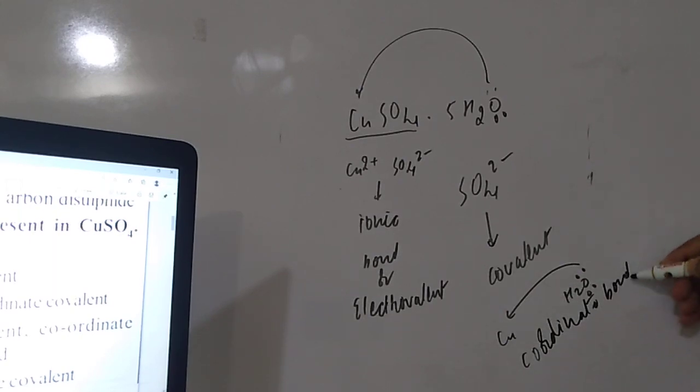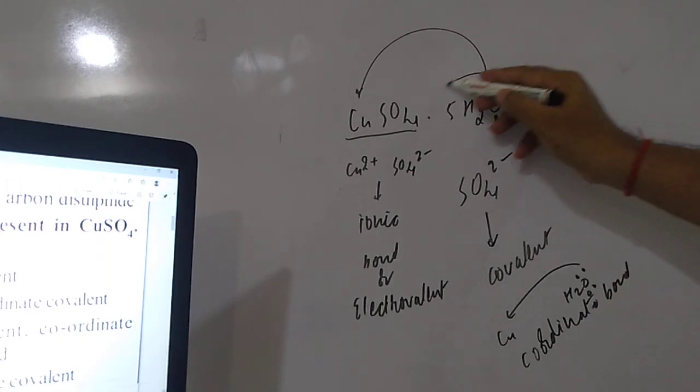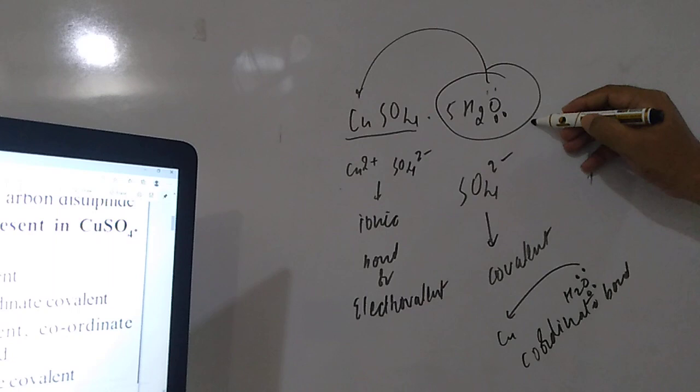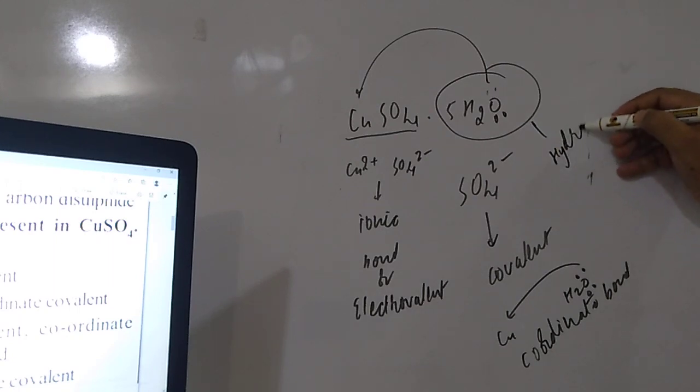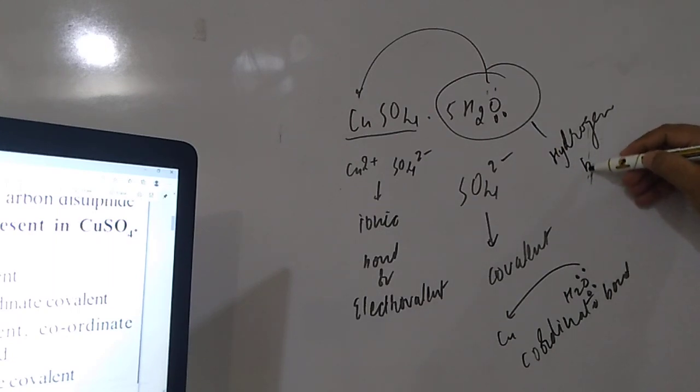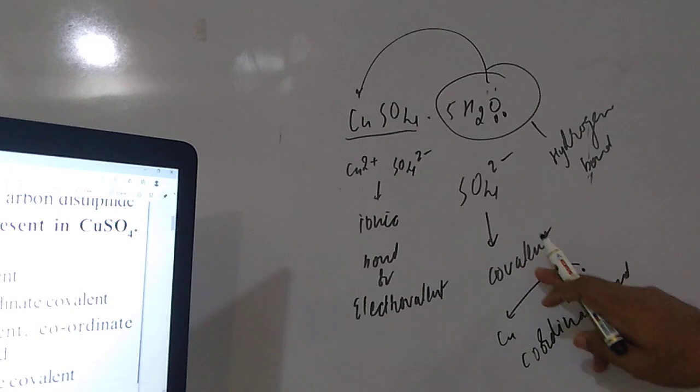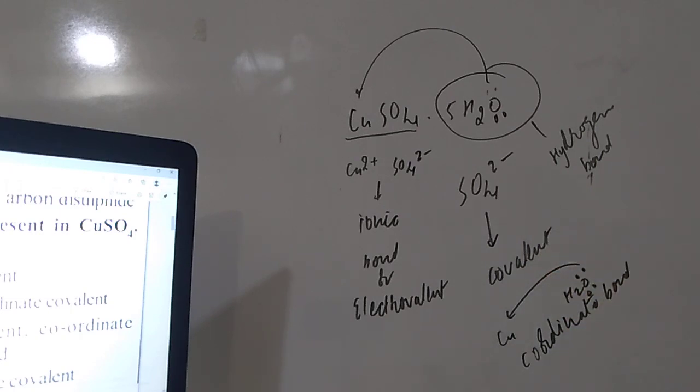Now if you talk about the water molecule, what kind of bond does the water molecule have? That is hydrogen bonding. So now let us match with the options, student. How many bonds are there? Firstly electrovalent, then covalent, then coordinate, and hydrogen bonding. So all four types of bonds are present in this.